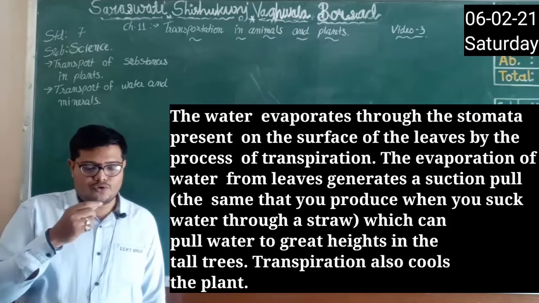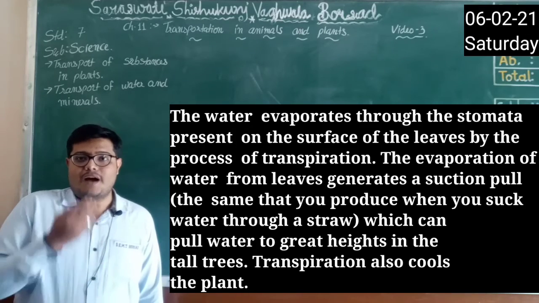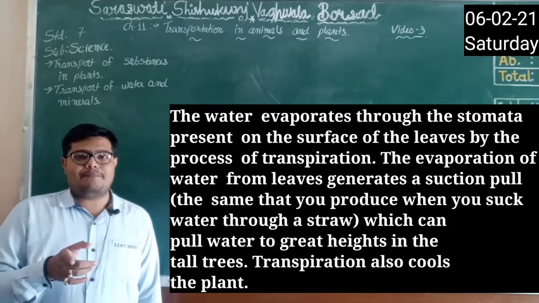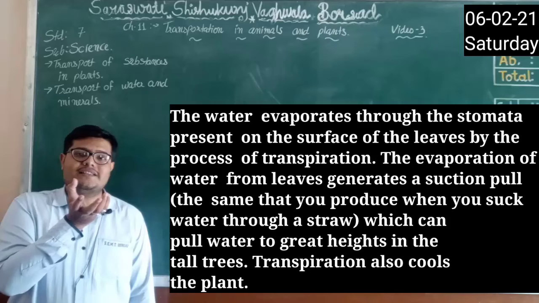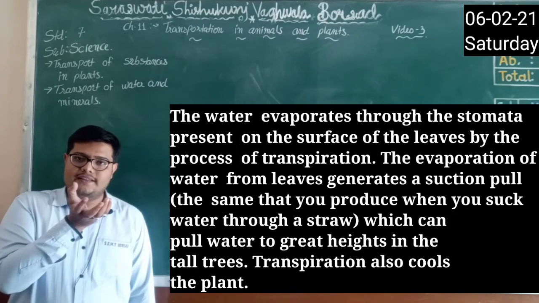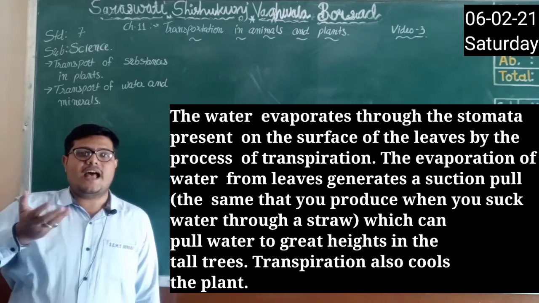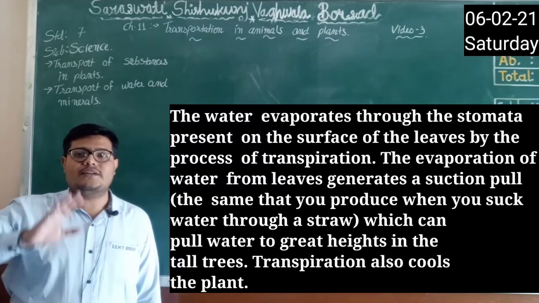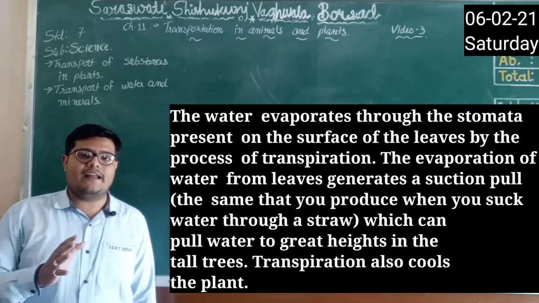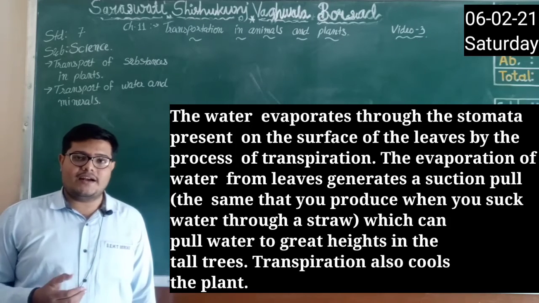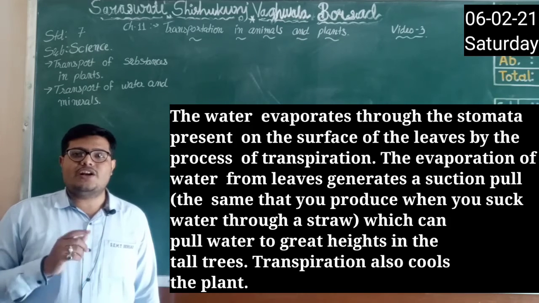As when you are drinking a cold drink and you suck, the cold drink rises up. The same thing happens when transpiration takes place inside the leaf. A suction occurs in the leaf and the water present in the vessels rises up. So this is helpful for tall plants, because of this each and every leaf will get enough water due to the suction process that takes place during transpiration.